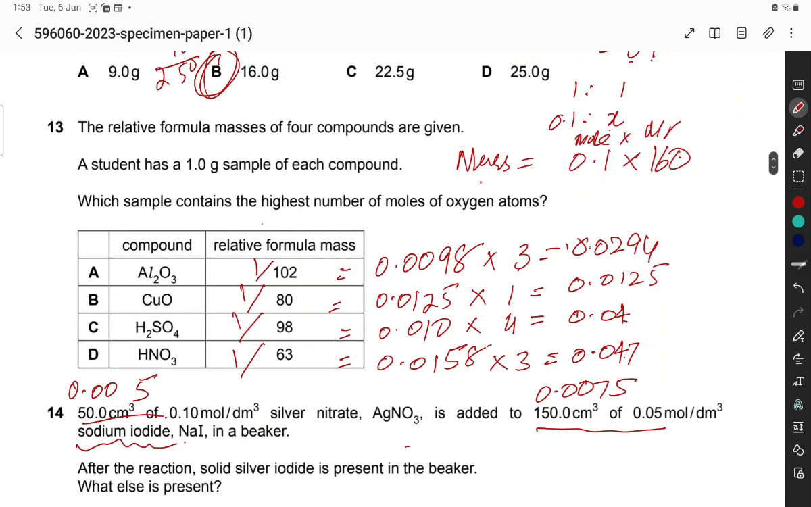So the next question is: the relative formula masses of 4 compounds are given. A student has a 1 gram sample of each compound. Which sample contains the highest number of moles of oxygen atoms?